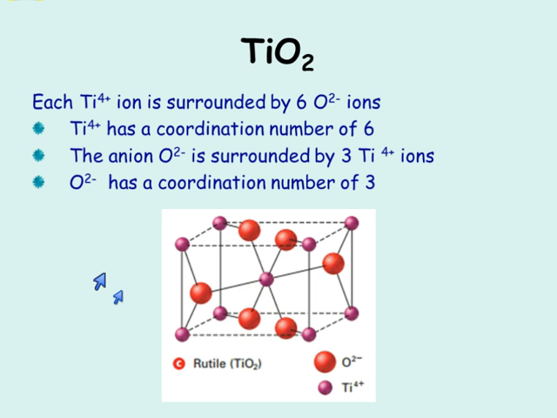And let's see if we can find, here is oxygen, it is surrounded by 3. 1, 2, 3. And again, usually you're told this information. You just can't look at this and know the coordination number.